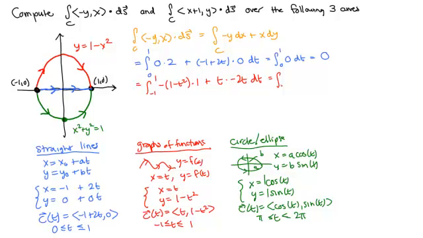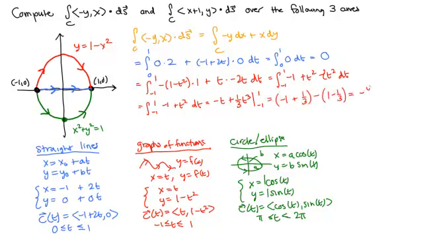So if we clean this up, this is the integral from minus 1 to 1 of minus 1 plus t squared minus 2t squared dt, or the integral from minus 1 to 1 of negative 1 plus t squared dt. If we integrate this with respect to t, we're going to get negative t plus 1/3 t cubed evaluated from minus 1 to 1, or negative 4/3.